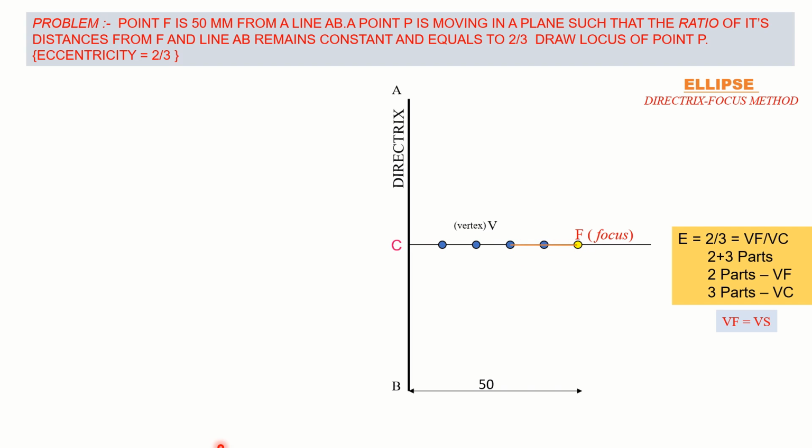Now I'm going to draw another line through V, like this. The end is called S, so that Vs is equal to Vf. So I have drawn a vertical line passing through V. That line is called Vs, and its length should be equal to Vf.